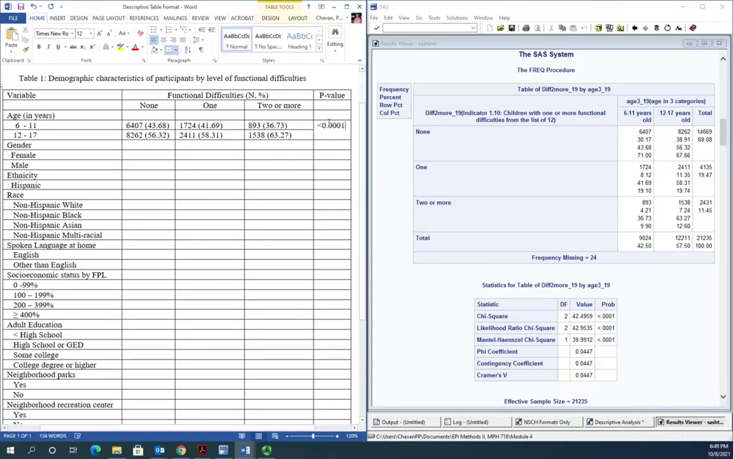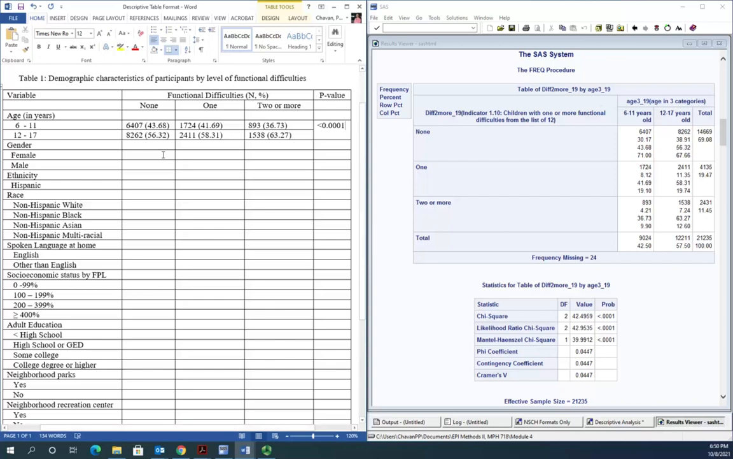0.0001. So make sure your number of zeros correspond to the number of zeros which you get in your results table. If it's less than 0.001, then just include 2. If it's 3, then include 3. Make sure that it's accurate.